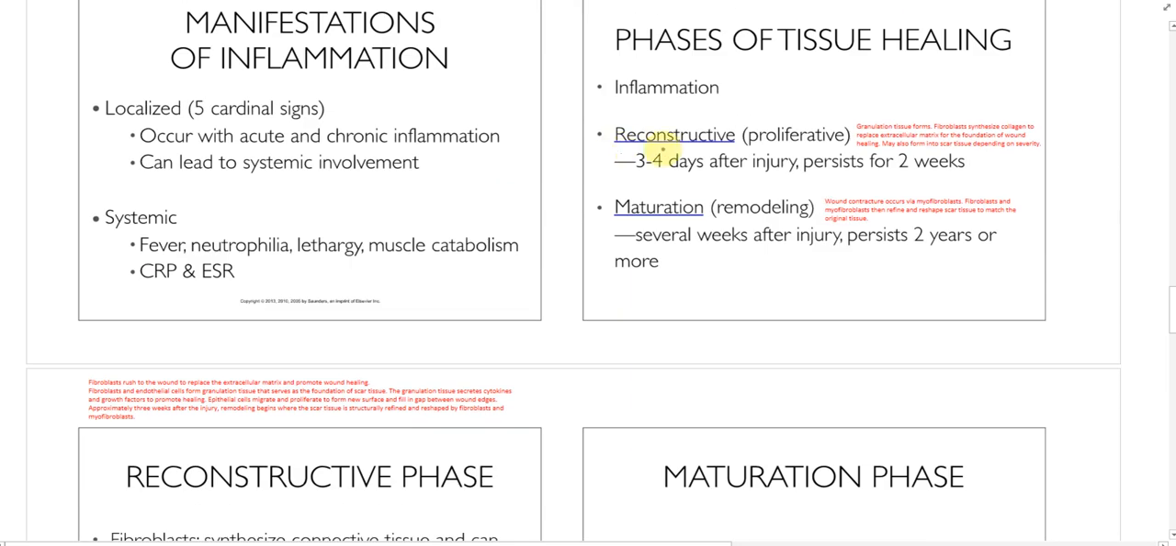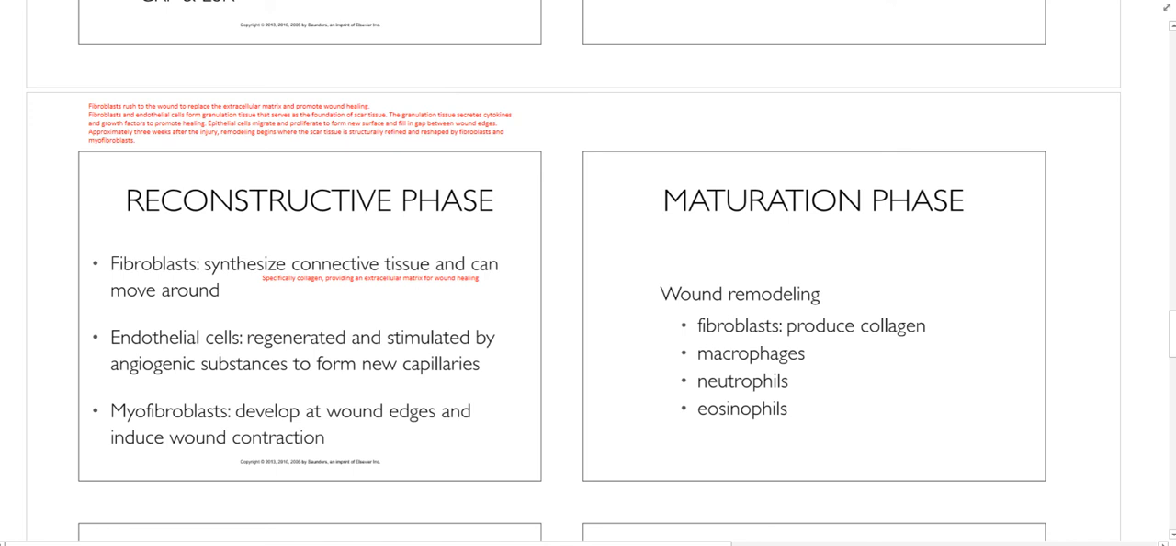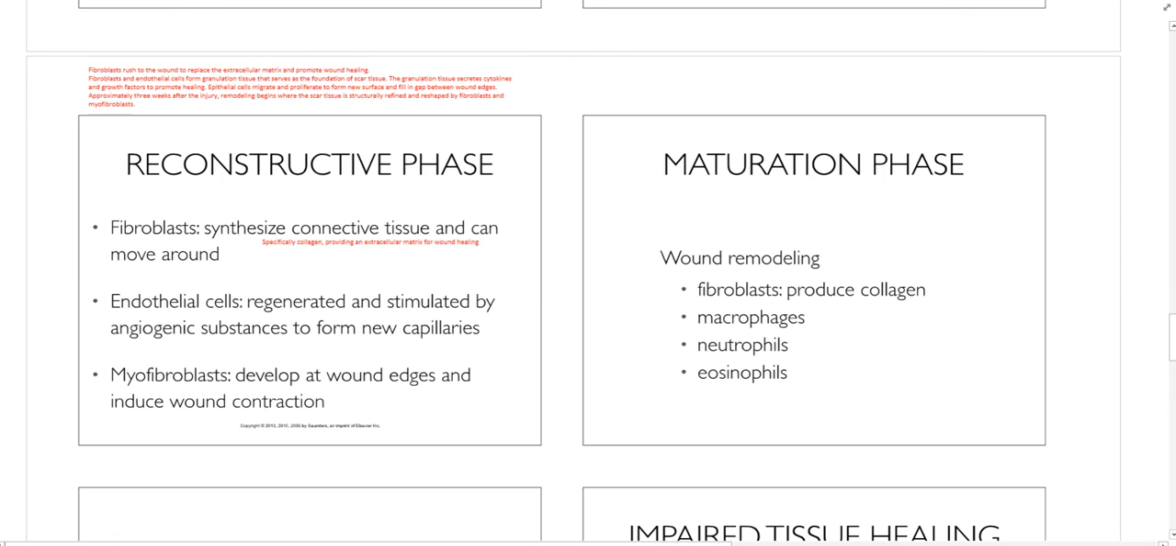So again, kind of going back to the reconstructive phase here, maybe I should have looked a little bit further ahead before speaking. With the reconstructive phase, those fibroblasts are going to rush to the wound to replace the extracellular matrix and promote wound healing. And also the endothelial cells, along with those fibroblasts, are going to form that granulation tissue. And that granulation tissue will actually secrete cytokines and growth factors to help promote the healing. And then epithelial cells are going to end up migrating over there, signaled partially by cytokines, to form a new surface, fill in the gap between the wound edges. And then after that, it's going to enter the maturation stage and kind of get things refined into what they should be. So that's part of the reconstructive phase.